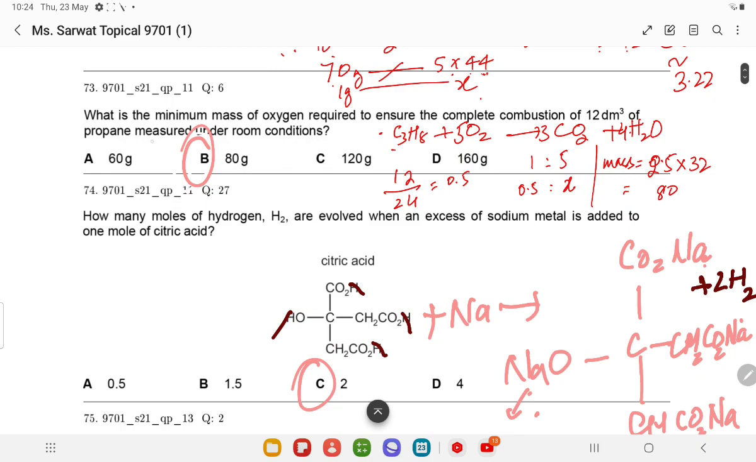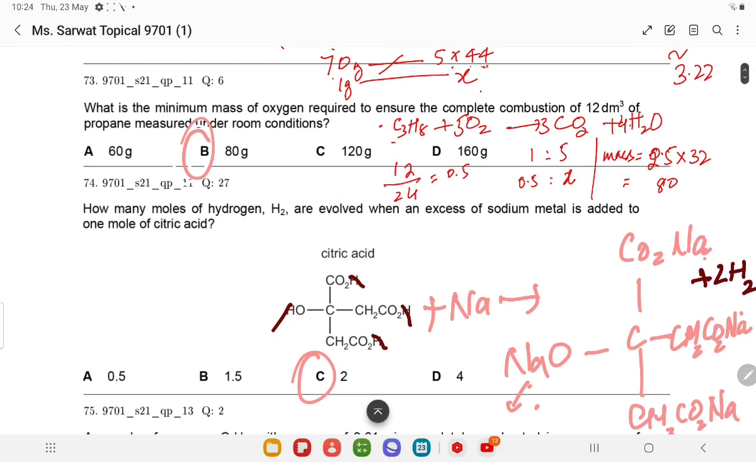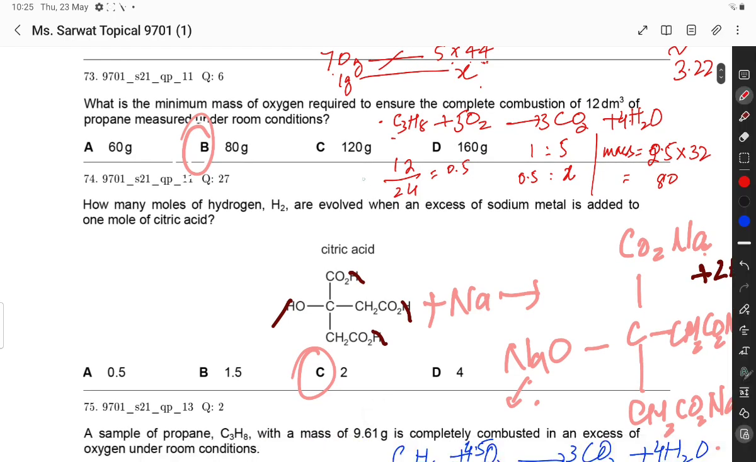So next question is, what is the minimum mass of oxygen required to ensure the complete combustion of 12 dm cube of propane measured under room conditions? So this is 12 dm cube. First calculate the mole of carbon dioxide, mole of CO2, that is 12 divided by 24, the mole is 0.5.